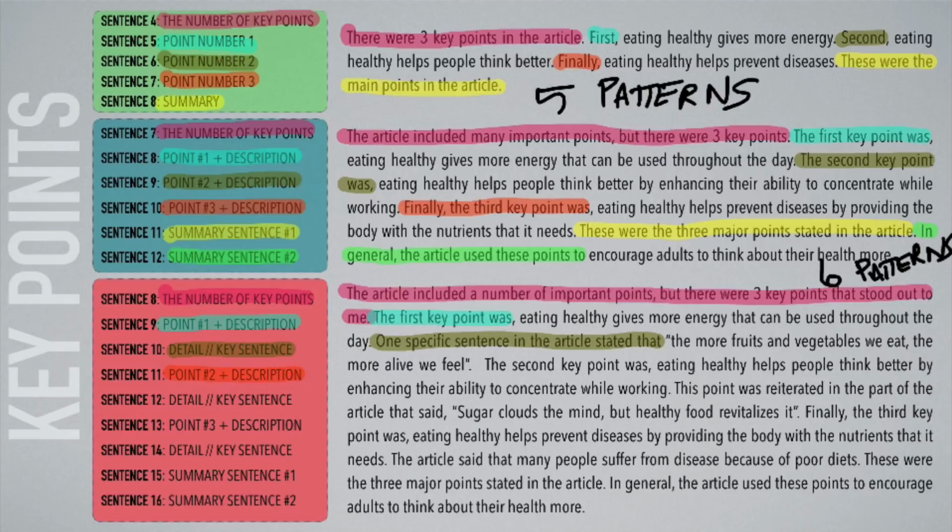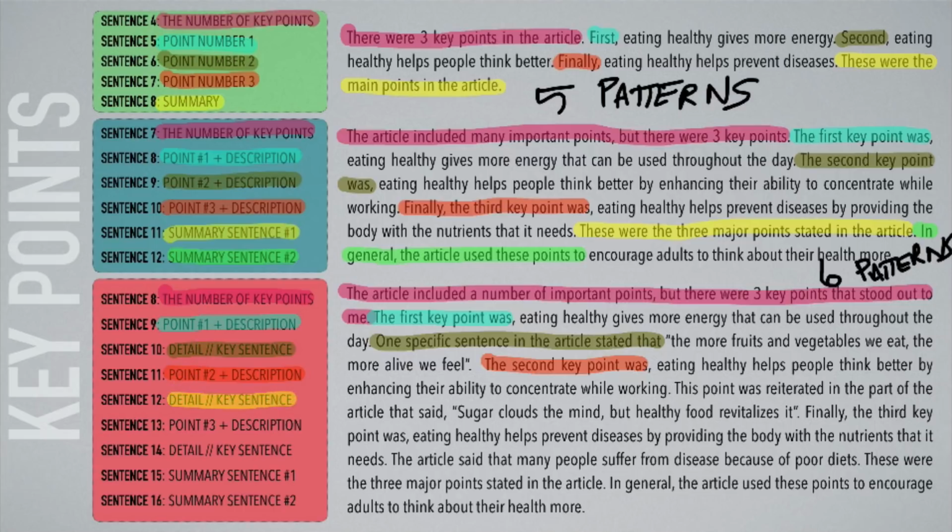It says, the second key point was eating healthy helps people think better by enhancing their ability to concentrate while working. Now again, this is the same as the intermediate level. The second key point was. So let's just keep going. The next sentence deals with the detail or key sentence.